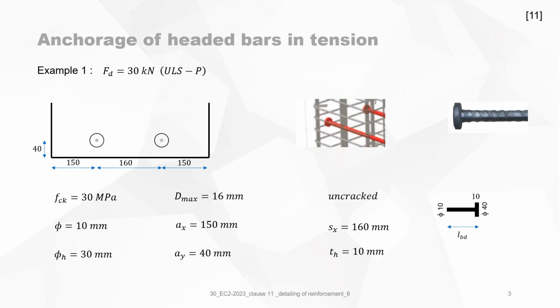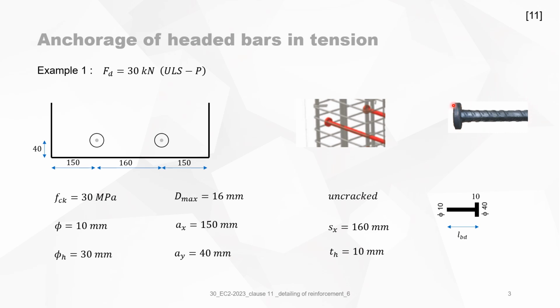This is an example of an anchorage of headed bars in tension. We'll take a concrete element with two headed bars anchorage with a distance of 160 millimeters center to center, and AX equals 150 millimeters and AY equals 40 millimeters. A headed bar looks like this.